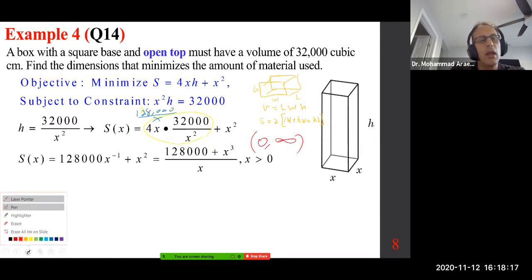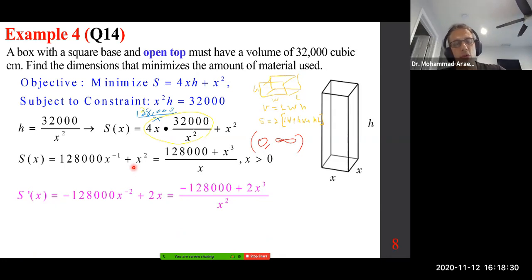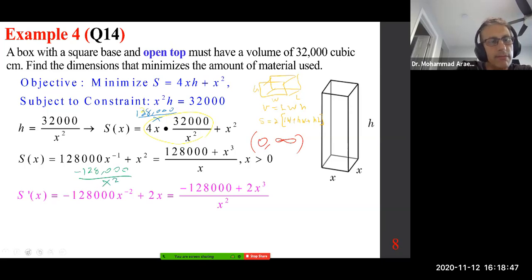Okay, and so we've got to differentiate. S prime of x is 128,000 times -1, which makes it negative, x to the power of -2, plus 2x. Now, of course, we can take a common denominator. Remember what this is, class. This is the same as negative 128,000 over x squared, right? Now, if you take a common denominator between these two, it's x squared, so this becomes 2x cubed.